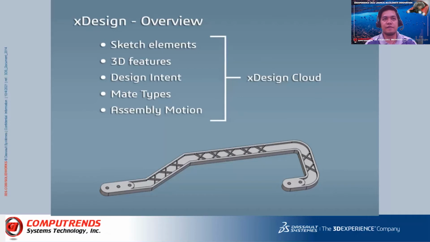So, XDesign overview. XDesign is a powerful CAD modeling software that captures a model's sketch elements. You can also capture 3D features, design intent, mate types, and assembly motion in the cloud. This makes it easy to work on your models wherever you have internet access and allows you to work without having to manage file storage because you can save your design on the cloud.